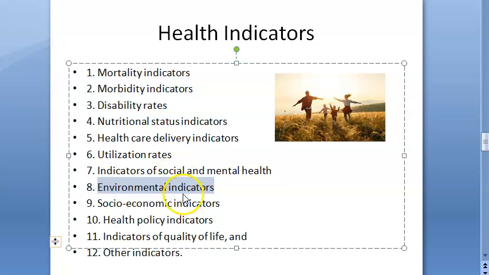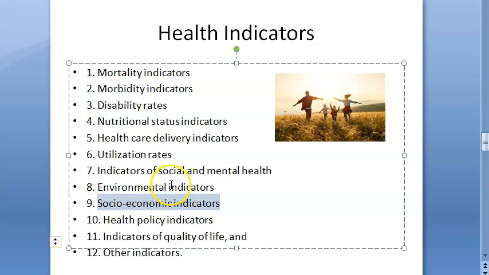So here what all will they see? Air pollution, water pollution, solid waste, radiation, noise, exposure to toxic substances and food, water, safe water, adequate sanitary facilities, all that will be indicators of environment.